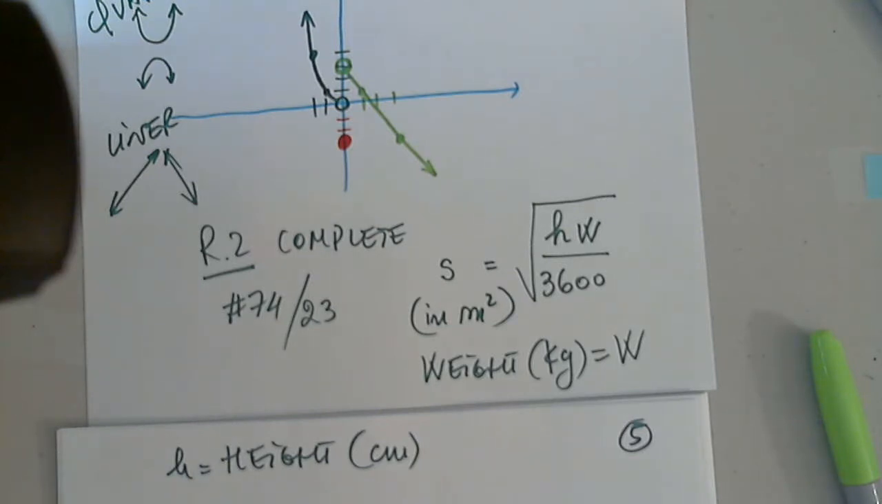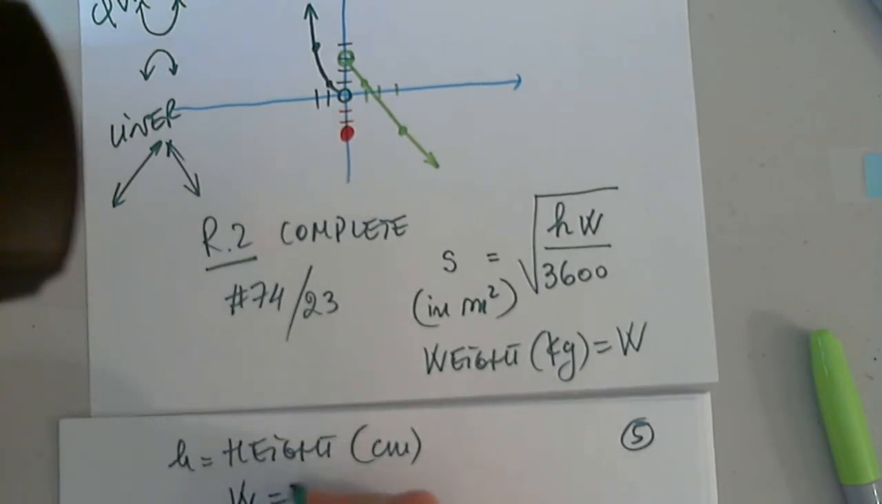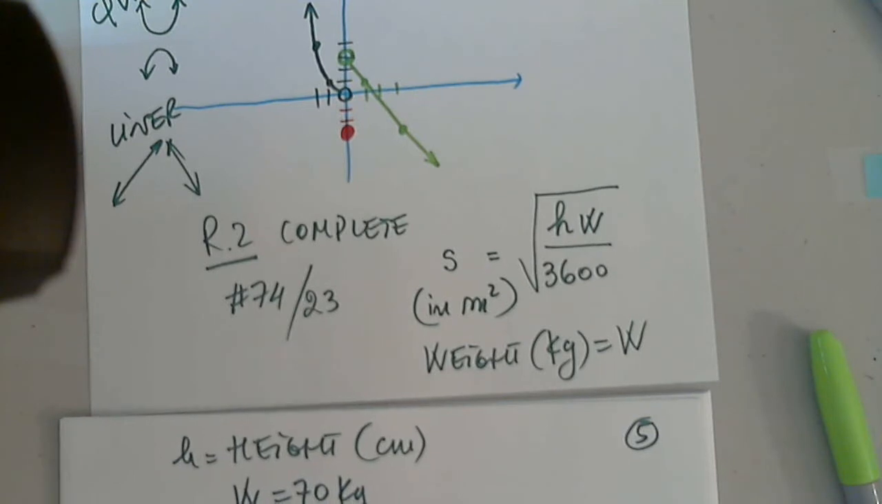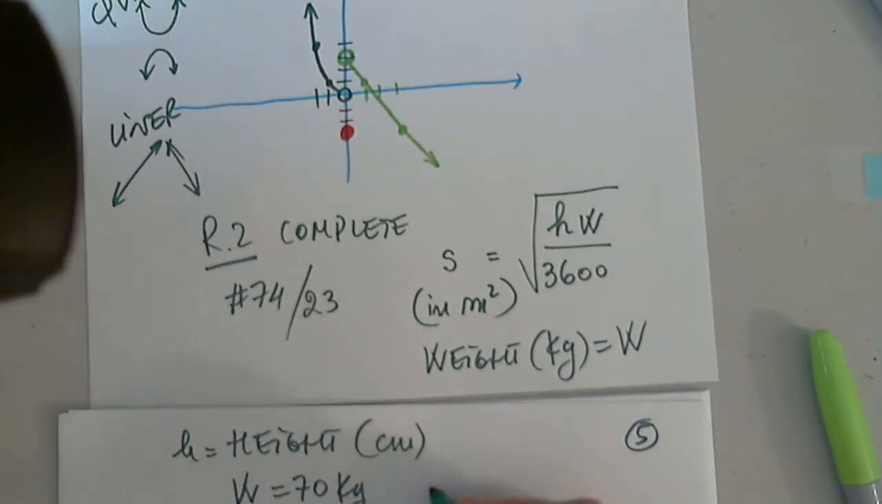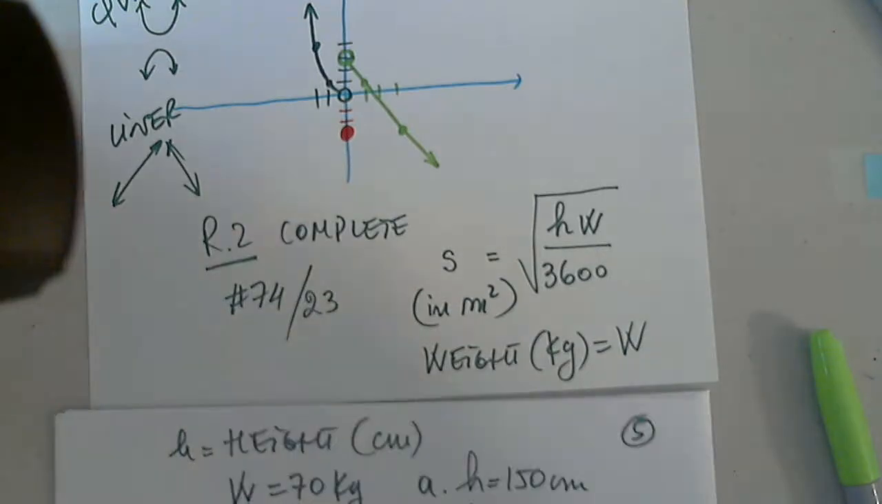And the source is the US Oncology Institute. Use this information for exercises 73 and 74. Assume that the patient's weight is 70 kilograms. Approximate this patient's surface area, assuming that in part A, the patient's height is 150 centimeters and in part B, the patient's height is 180 centimeters.